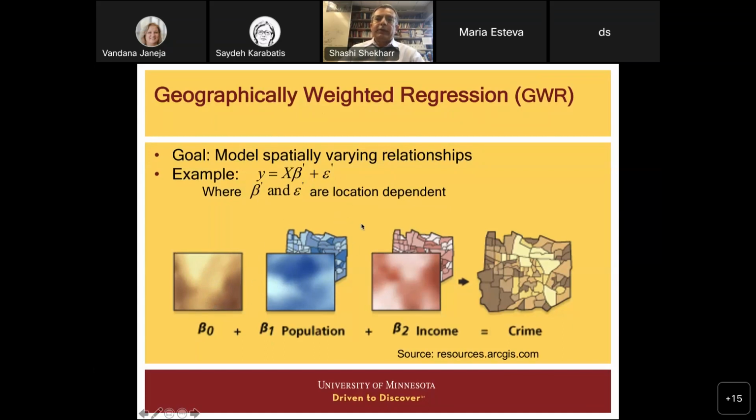And I can have a quick show of hands. Has anyone used GWR, or are you familiar with GWR, just out of curiosity? Tree is saying yes. Okay, great, wonderful.